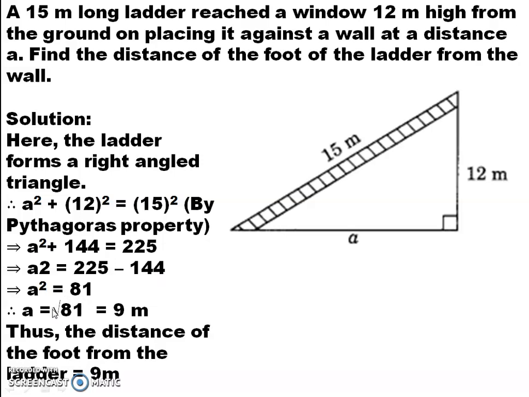A is equal to square root of 81. This symbol is of square root. The square root of 81 is 9. 9 into 9, you know it is 81. So the square root of 81 is 9 meter. The distance of the foot of the ladder from the wall is equal to 9 meter. So this distance is equal to 9 meter.